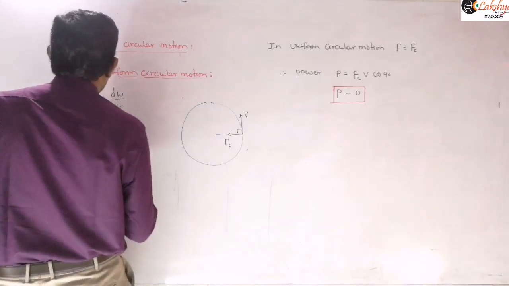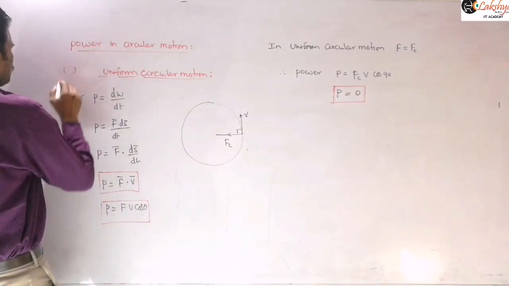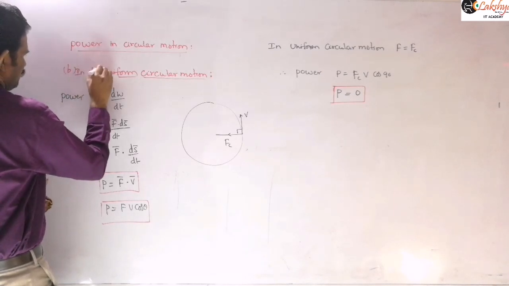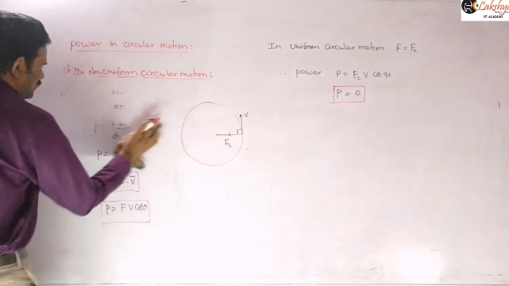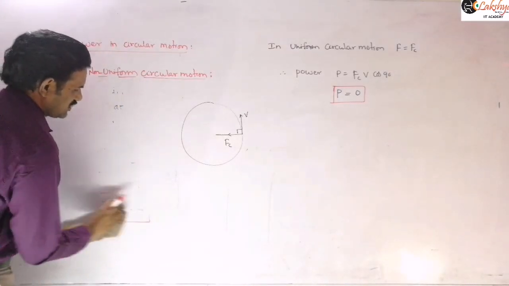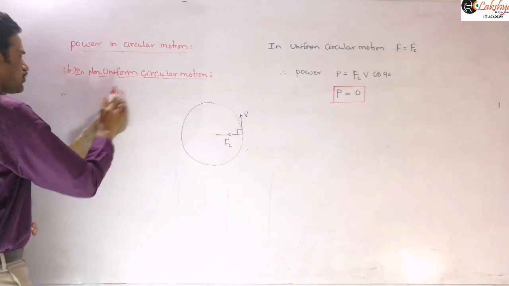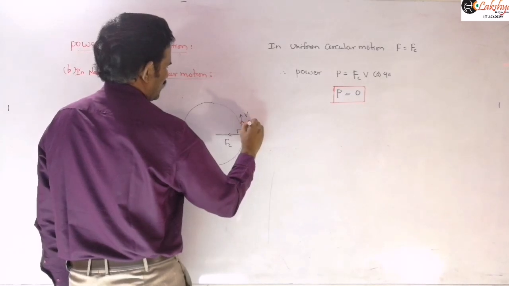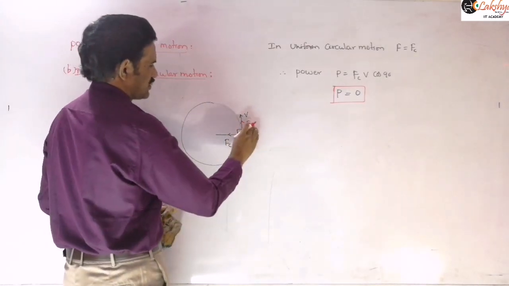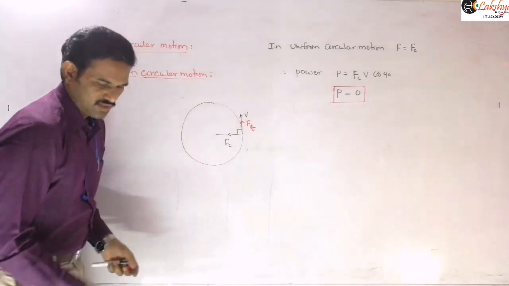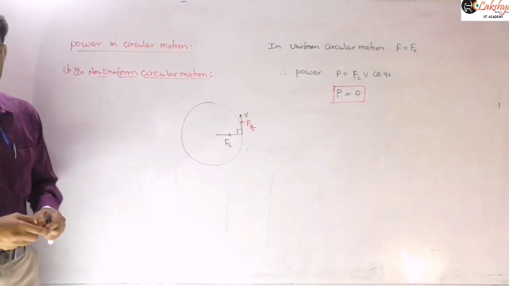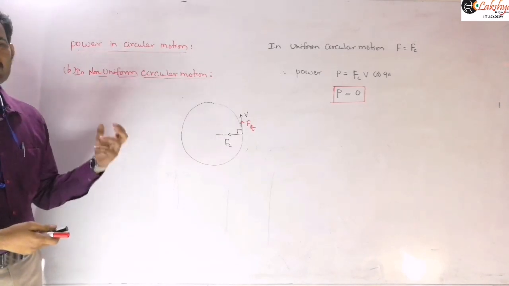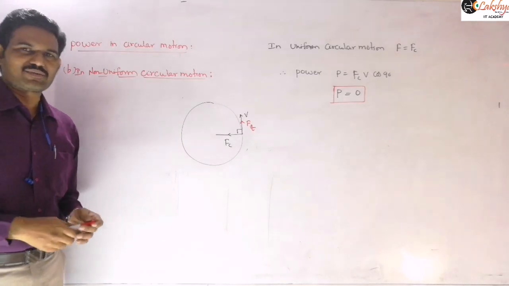So then in non-uniform circular motion, let us consider here. In non-uniform circular motion, there will be one component of force along the tangential direction, and another component along the radial direction. So this is our tangential force here. That means Ft is called tangential force, which is responsible for the tangential acceleration, and Fc is called centripetal force, which is responsible for the centripetal acceleration.